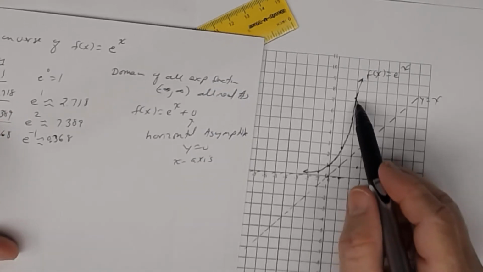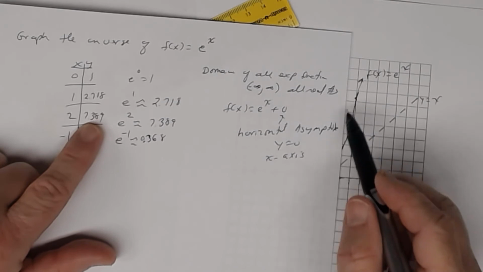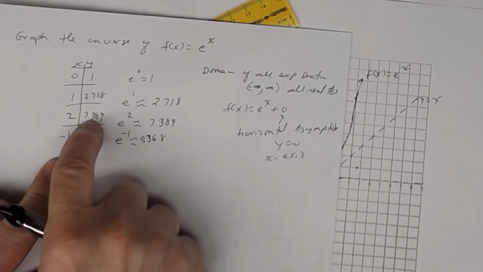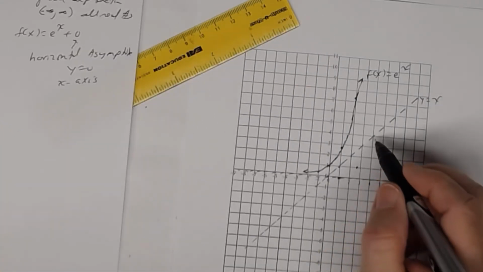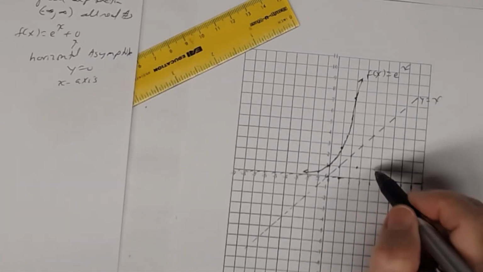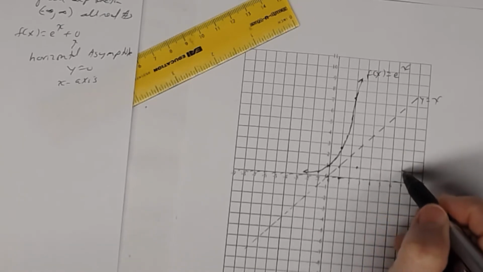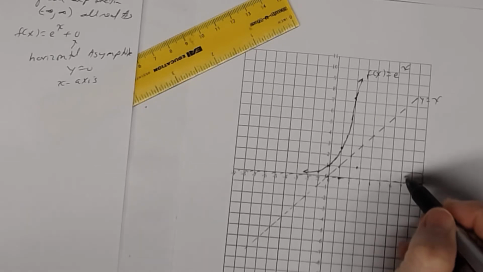And then this point here, which is 2, 7.389, becomes the point 7.389, 2. Everything is reversed, interchanged. So 7.389, 2 is about here.